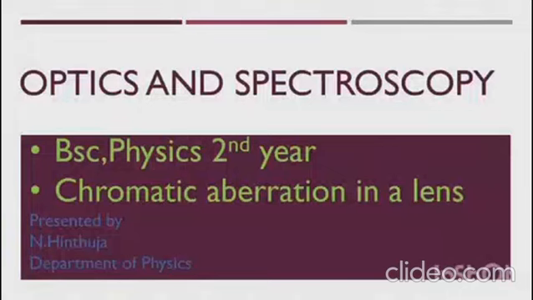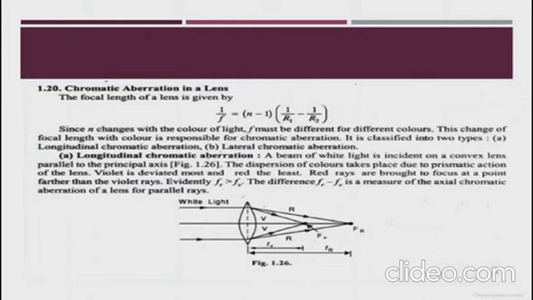Hello students, today we are going to study chromatic aberration in a lens. In optics and spectroscopy, the focal length of a lens is given by 1/f = (n - 1)(1/r1 - 1/r2). Here f is the focal length. The f differs for the different wavelengths of colors, and this is responsible for chromatic aberration.